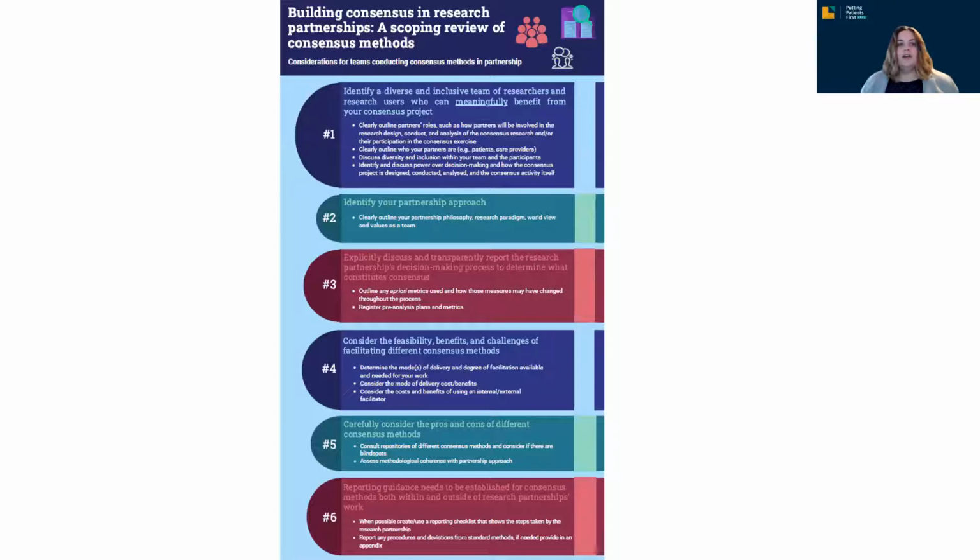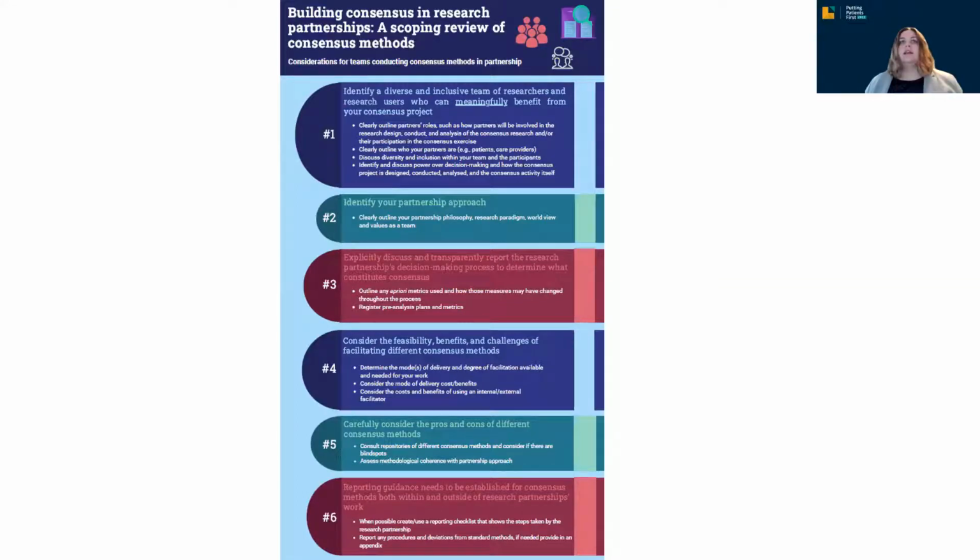So I know this infographic is a bit hard to read, but hopefully it comes out a little clearer if you can zoom in on your own computer. So first and foremost, these are considerations for teams conducting consensus methods. It's sort of an overview of what we found from the scoping review. It's not meant to be exhaustive, it's not meant to be a recipe. So these are just things to consider.